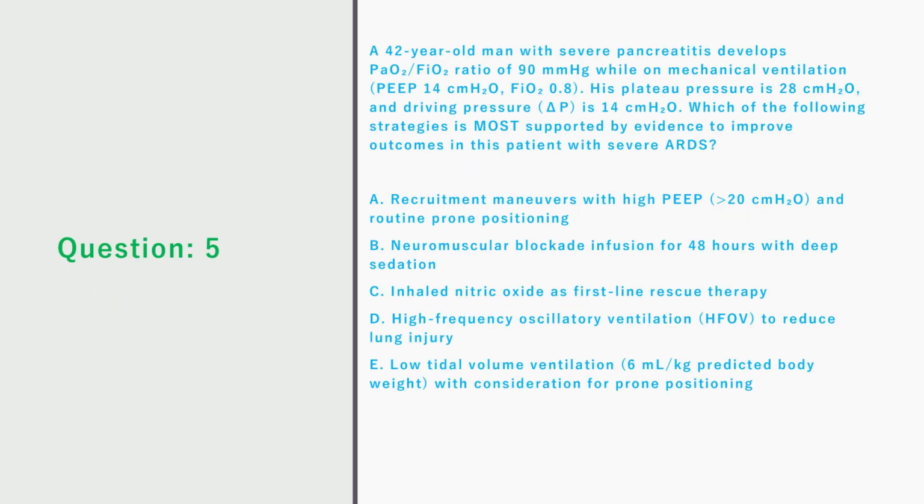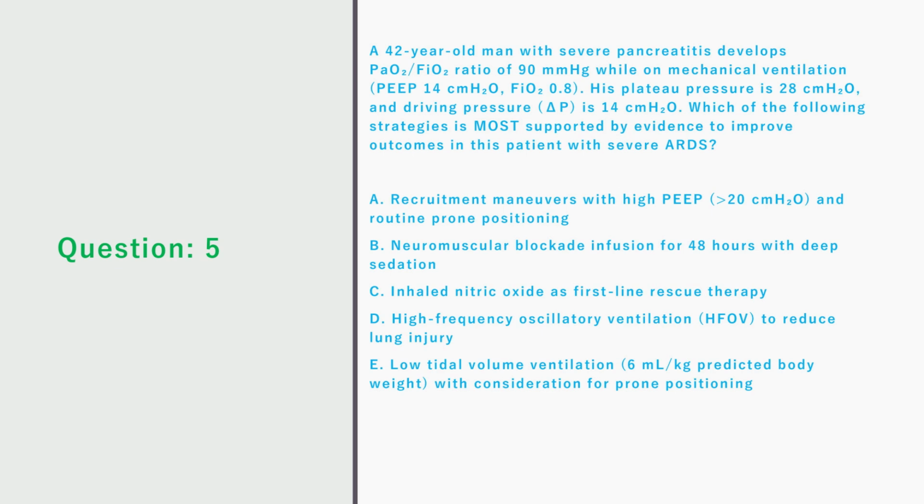Question 5. A 42-year-old man with severe pancreatitis develops a partial pressure of oxygen to FiO2 ratio of 90 millimeters of mercury while on mechanical ventilation, PEEP 14 centimeters of water, FiO2 0.8. His plateau pressure is 28 centimeters of water, and driving pressure is 14 centimeters of water. Which of the following strategies is most supported by evidence to improve outcomes in this patient with severe ARDS?